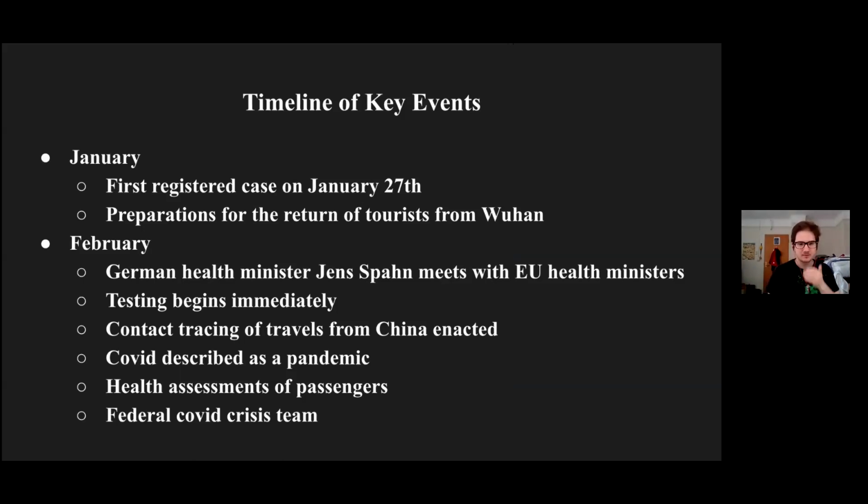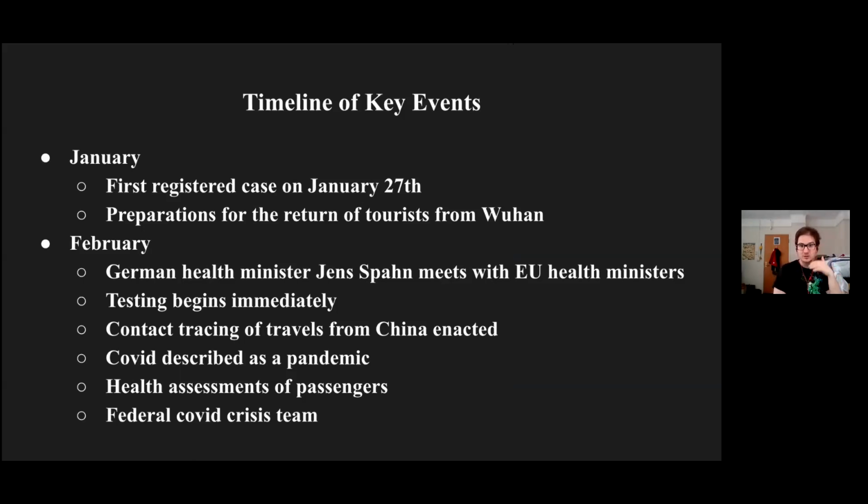So a couple of big things that happened in Germany when it comes to COVID. The first registered case was on January 27th, and it was related to tourists that were coming back from Wuhan. The German federal government immediately created a specific quarantine area for anybody coming back from China or any other place that they deemed problematic in the sense of COVID.